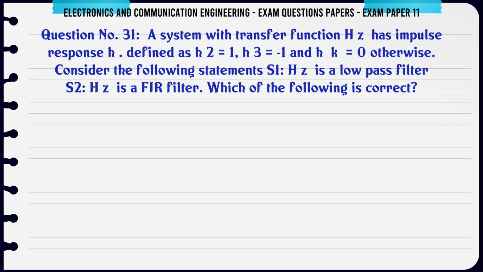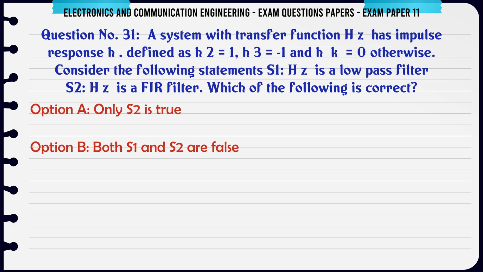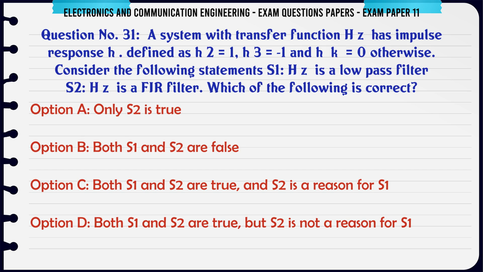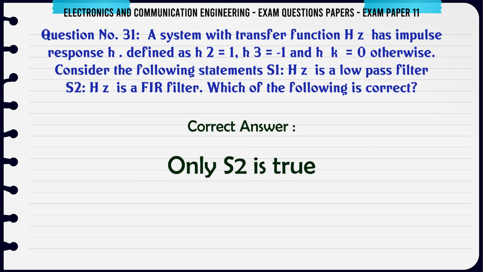A system with transfer function H(z) has impulse response h[n] defined as h[2] = 1, h[3] = 1, and h[k] = 0 otherwise. Consider the following statements: S1, H(z) is a low-pass filter; S2, H(z) is a FIR filter. Which of the following is correct? A, only S2 is true. B, both S1 and S2 are false. C, both S1 and S2 are true and S2 is a reason for S1. D, both S1 and S2 are true but S2 is not a reason for S1. The correct answer is only S2 is true.